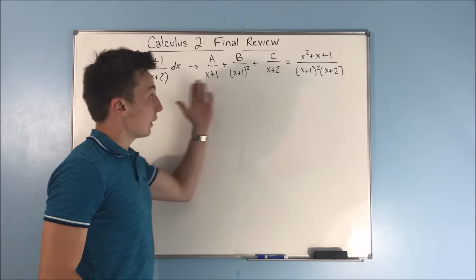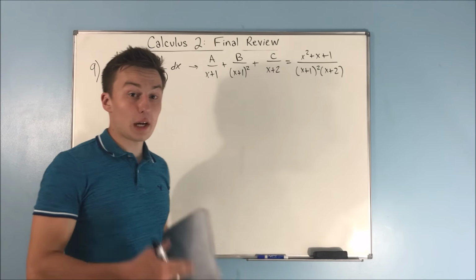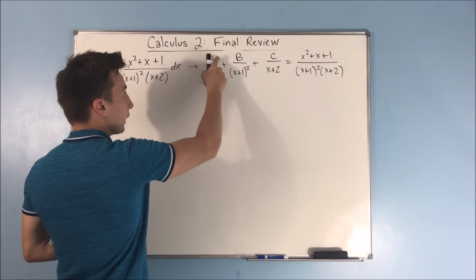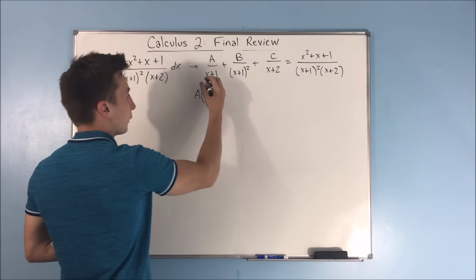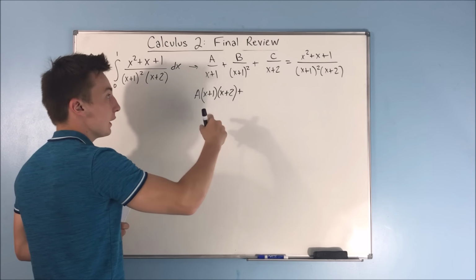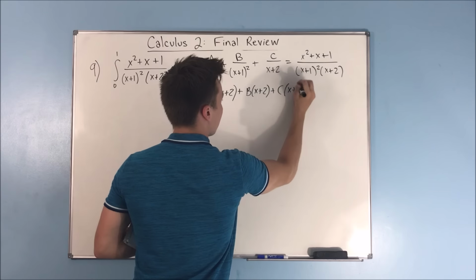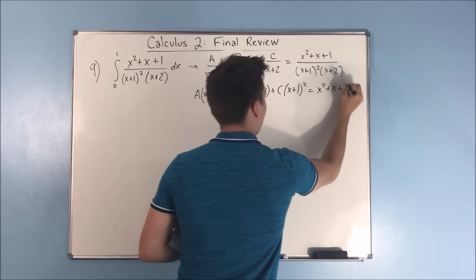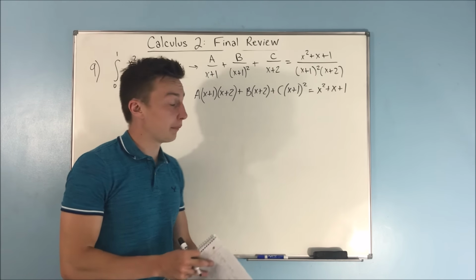Well, if we get common denominators for all these, then we can just set the numerators equal to each other, and we can figure out what that A and B and C are. So, if we get common denominators, what is the A fraction missing? It's missing an x plus 1, and it's missing an x plus 2. What about the B? Well, the B is missing an x plus 2, and the C is missing an (x plus 1) squared. And we'll set that now equal to x squared plus x plus 1. We don't need to worry about the denominators anymore because now all of them are the same.